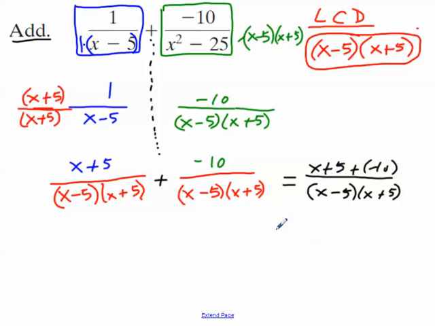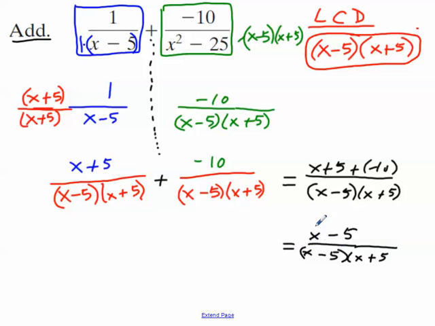So let's see if we can cancel things out if we simplify things. Because x plus 5 did not cancel with that x plus 5, we have to simplify our numerator. So x plus 5 plus a negative 10 is the same as x plus 5 minus 10, and that would be x minus 5, simplified, my numerator. My denominator is x minus 5 times x plus 5, and that hasn't changed.